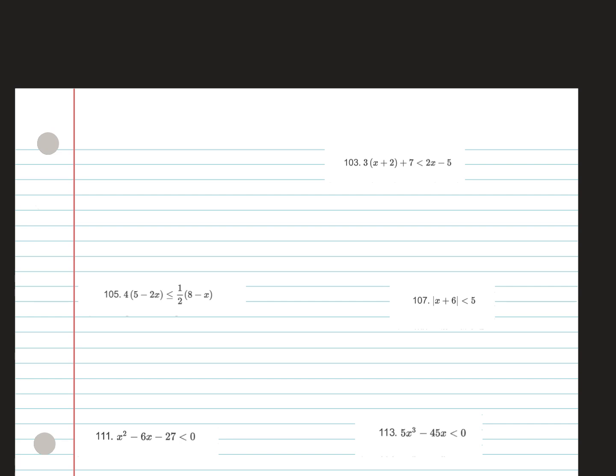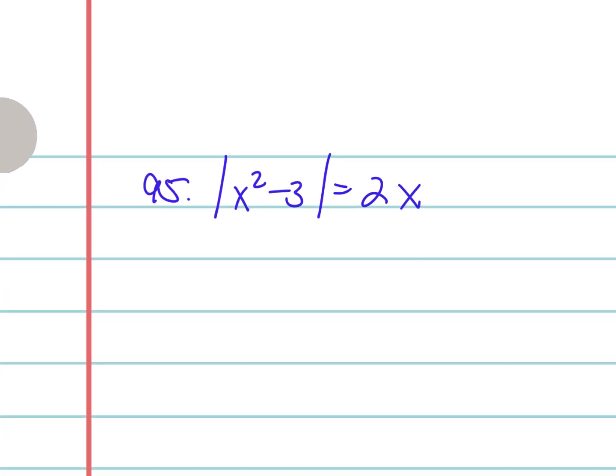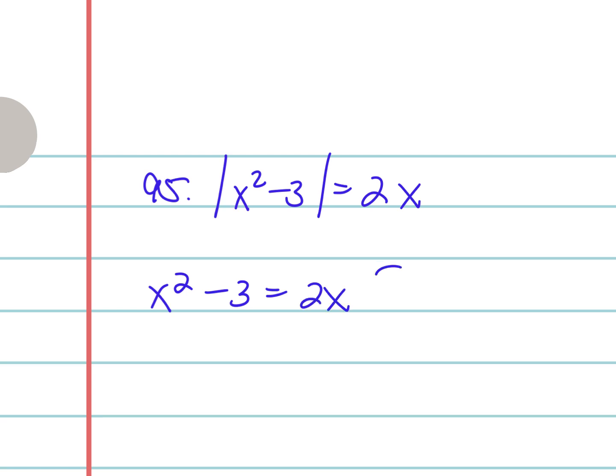So now we're going to move on. I'm not sure where my problem went. Number 95, so let me just write it in real quick. Sorry, 95 is the absolute value of x squared minus 3 equals 2x. So again, make sure your absolute value is isolated. It is. So we're going to write our two equations. X squared minus 3 equals positive 2x. And x squared minus 3 equals -2x.